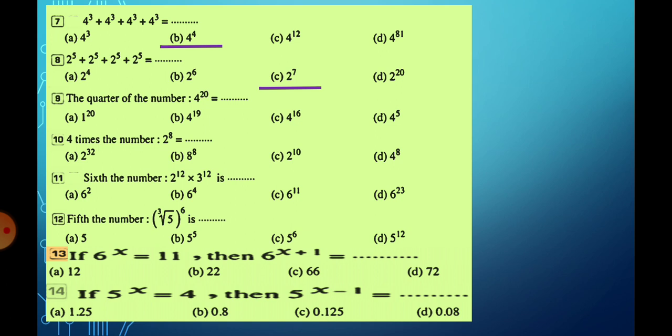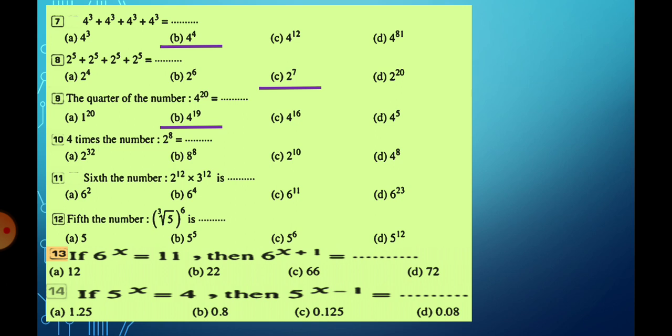Quarter means divided by 4. Half means divided by 2. Twice means multiply by 2. 3 times means multiply by 3. Here the quarter means the number divided by 4. Quarter of 4 to the power 20 means 4 to the power 20 divided by 4. Here we subtract the powers. It will be 4 to the power 19.